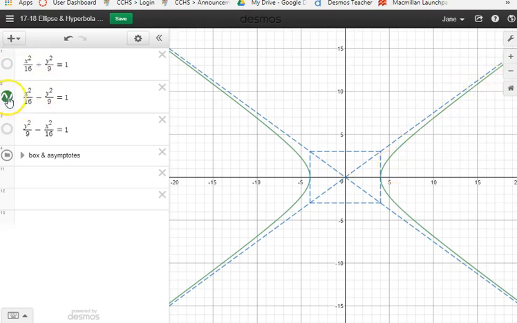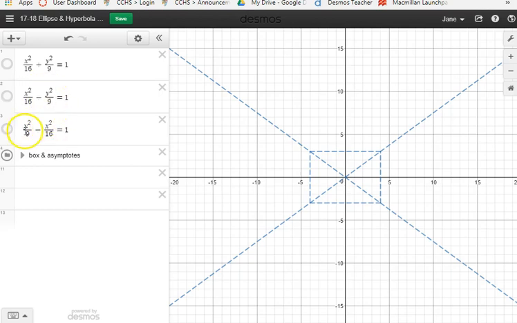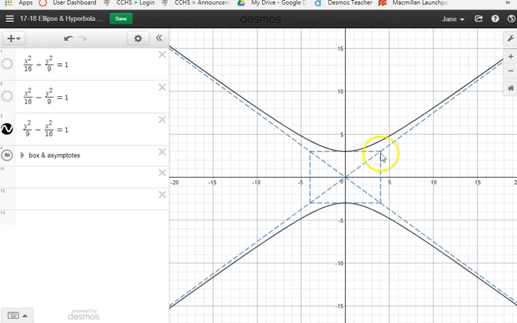Now, what's the difference between the x squared minus the y squared and the y squared minus the x squared? Notice that the x squared still have 16 under them and the y squared still have 9 under them. So the box is still the same size. We're still going out 4 in the x direction and 3 in the y direction. But the difference is, instead of opening left and right, this one opens up and down. Other than that, everything else is exactly the same.